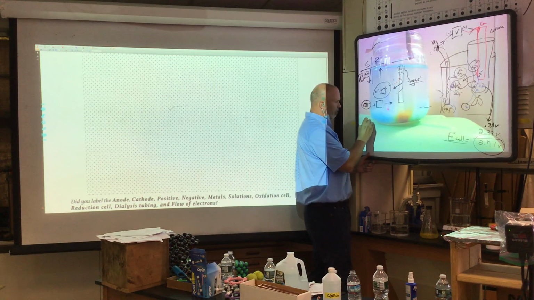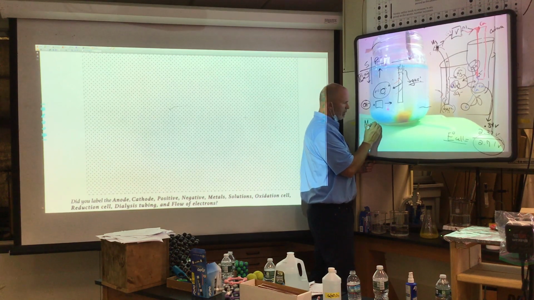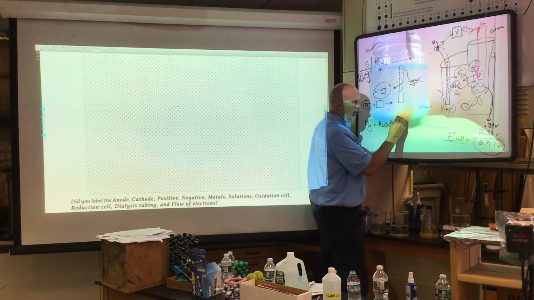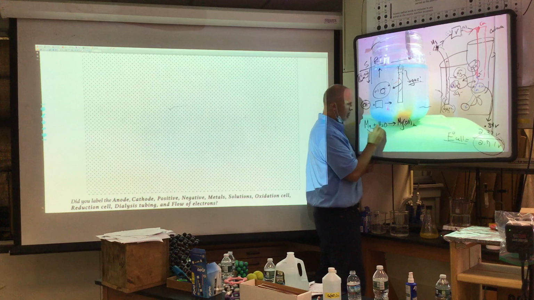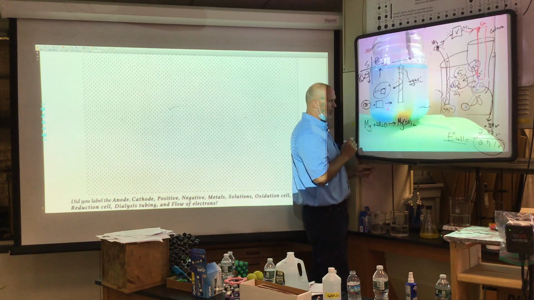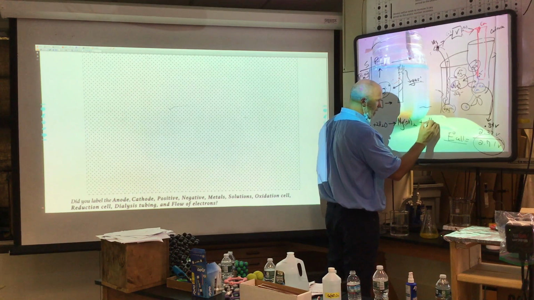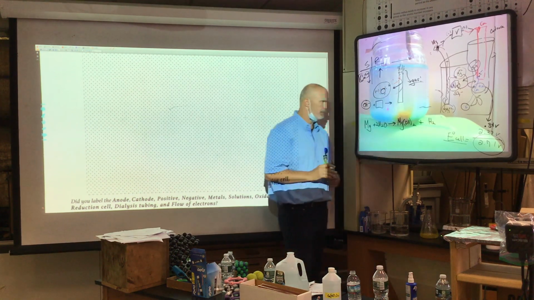Here's the reaction with water. So you know, magnesium plus water is going to make Mg(OH)2. Two waters are involved. And it's going to make hydrogen gas. That's the reaction.